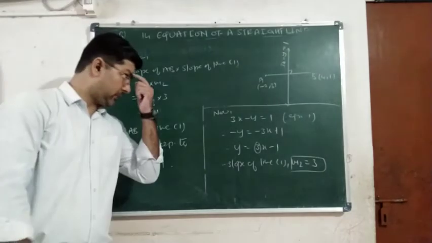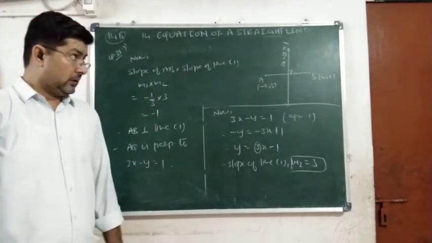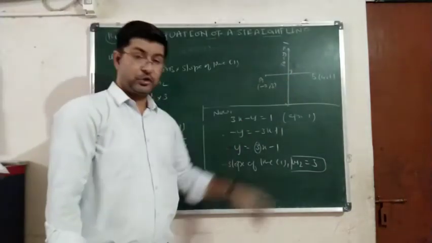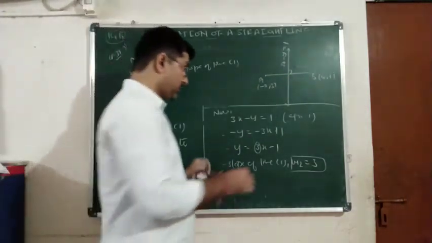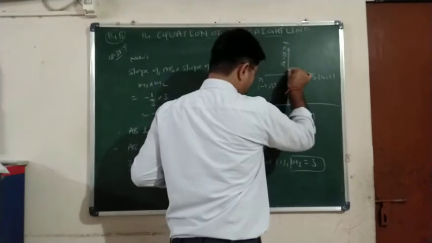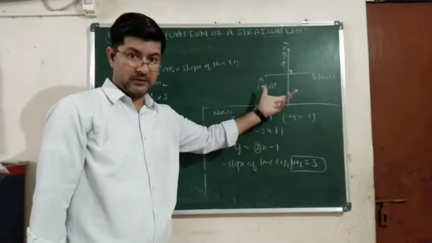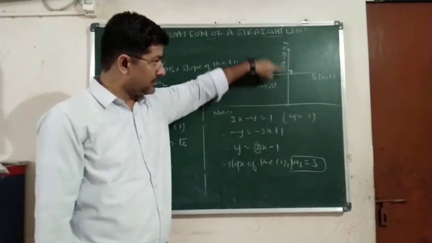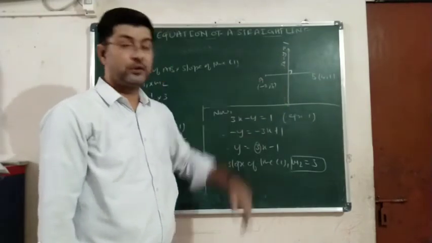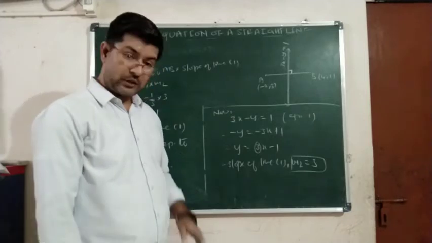Okay. Now this line bisects the join of AB or not? It means, is this line the right bisector? So far we know that it is perpendicular to AB. But is this the right bisector? Means, is this line passing through the midpoint of AB? We have to check. Okay, so how will you check?